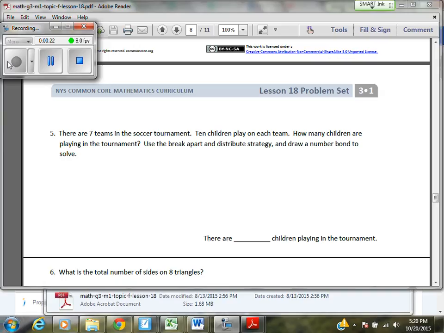So the first thing we have to do is figure out what we're being asked to do. They're asking us to tell them how many children are playing in the tournament. They also want us to use the break apart and distribute strategy and draw a number bond. Those two things can be considered together because we are going to break apart once we use a number bond. Again, a number bond is just a picture that shows whole and parts. And so we're going to start with the whole.